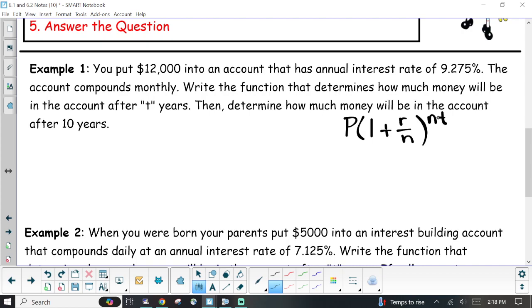Now also, do you see on the growth and decay formula, this was only a t in the exponent? But this is nt. This is just n times t. These two things are being multiplied.